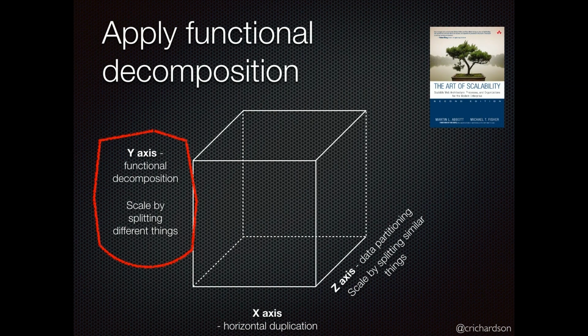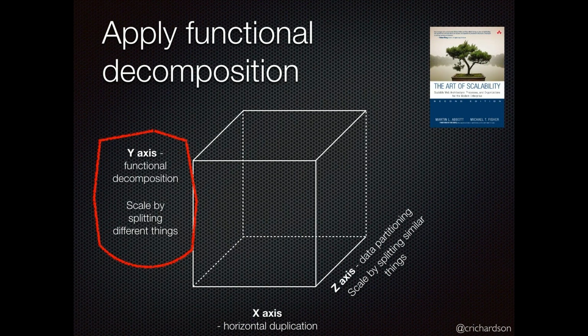So along the x-axis, they have horizontal duplication. The idea here is that you just run multiple identical copies of your application behind a load balancer. So that's the kind of scaling that we're used to. We do that all the time. We just run multiple Tomcats behind either a hardware or software load balancer. So that's a very sort of monolithic way of scaling.